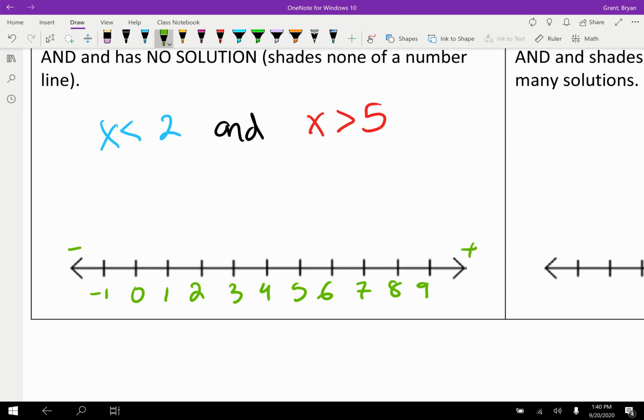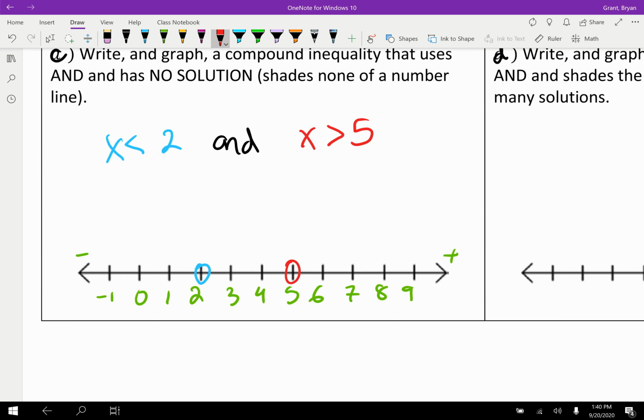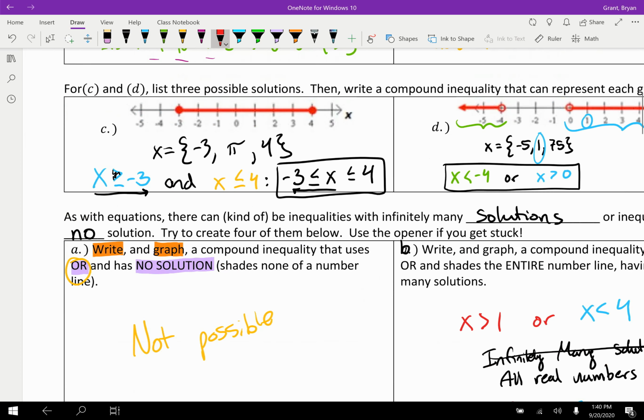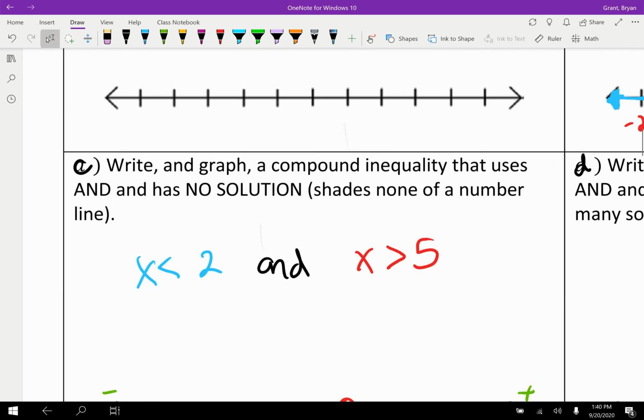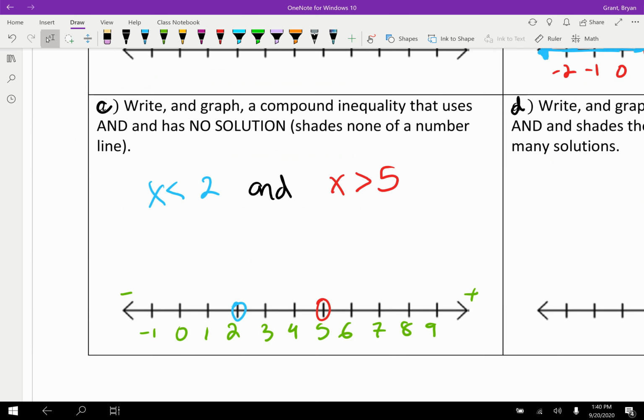Our positives should go to the right, negatives to the left. Open circles on 2 and 5. But then let's think about the values that work here. Because for an "and", it really should be shaded in between two values like this up here. And so what this is telling us is our x's have to be less than 2.